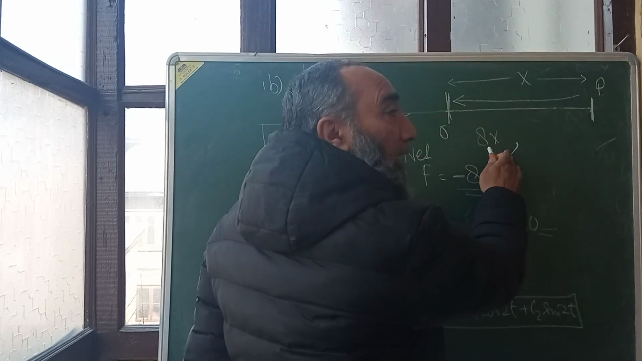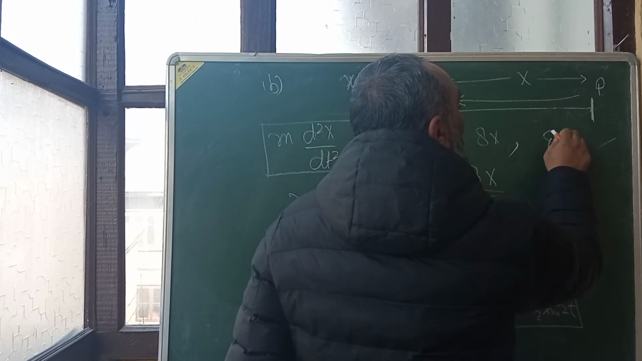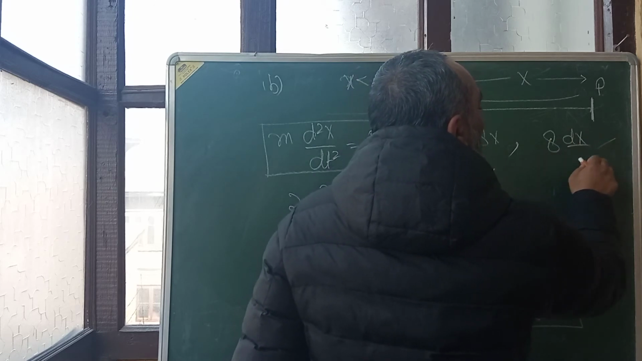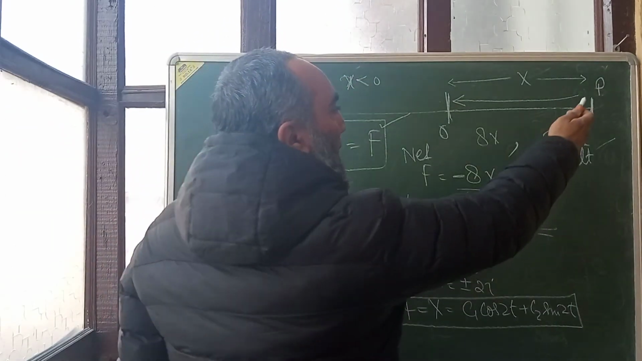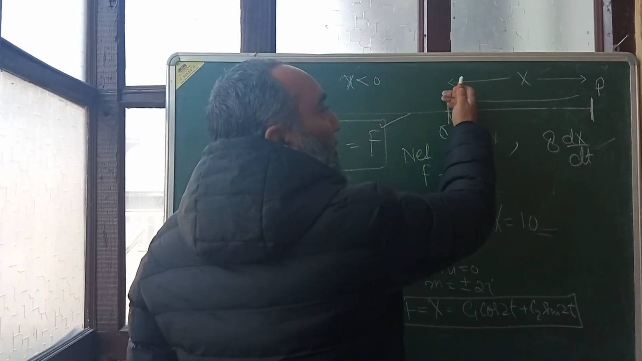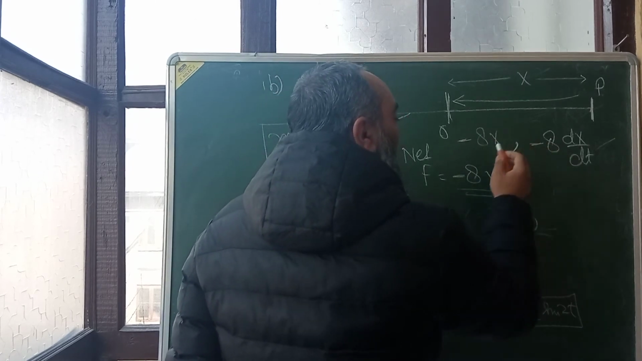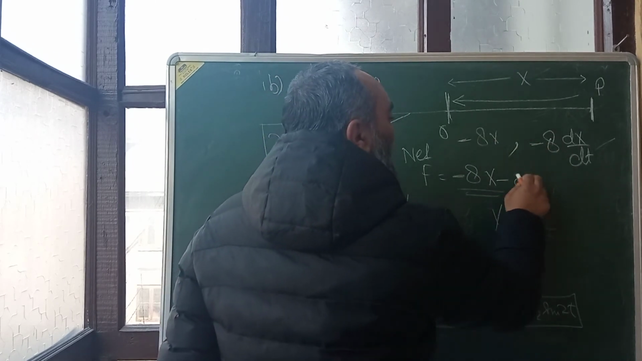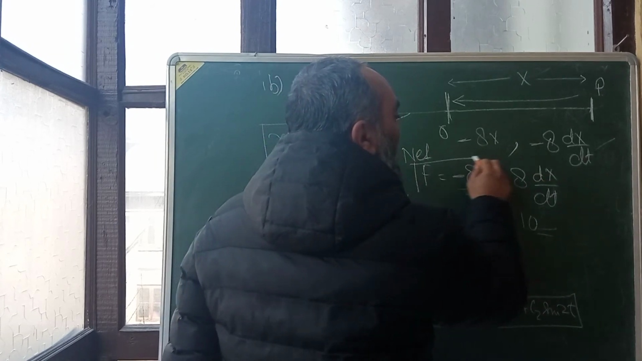One force is 8x, and I am saying there is one more force, a damping force, which is 8 times dx by dt, the instantaneous velocity. Now what will be the net force? Since this is attracting towards the origin, this force will be negative, this force will be negative, and the total force will be this plus this.